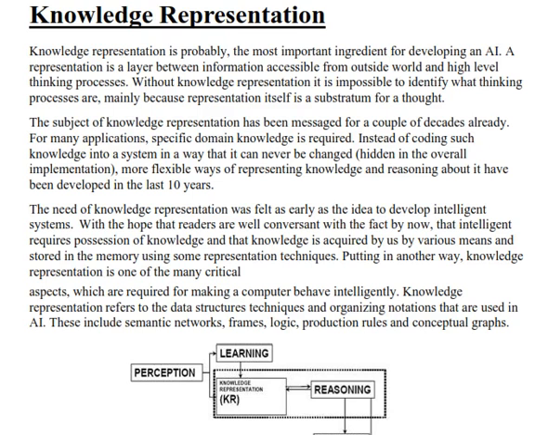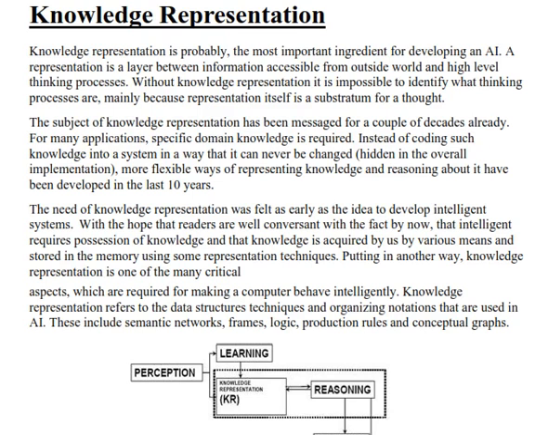And the most important ingredient for developing an AI is knowledge representation. A representation is a layer between information accessible from the outside world and high level thinking processes. Without knowledge representation, it is impossible to identify what thinking processes are. It itself is a substrate for thought.